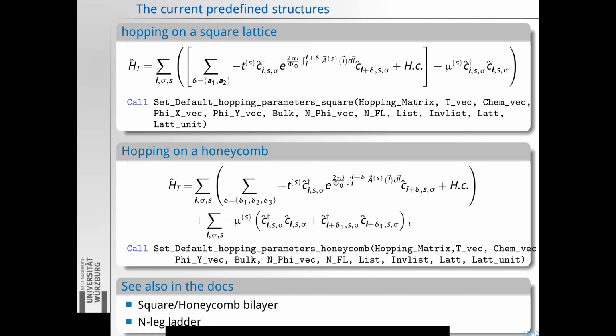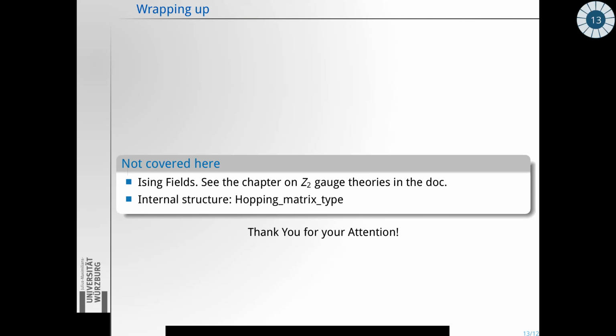Okay, now let me come to my last slide. What we did not cover in this talk is the coupling to Ising fields. Currently we don't have that many simulations using it, as far as I know. If you want to find out more about that, then in the most up-to-date version of the documentation, there's a chapter on Z2 gauge theories, which points towards the literature and details and gives you maybe some more of the context.